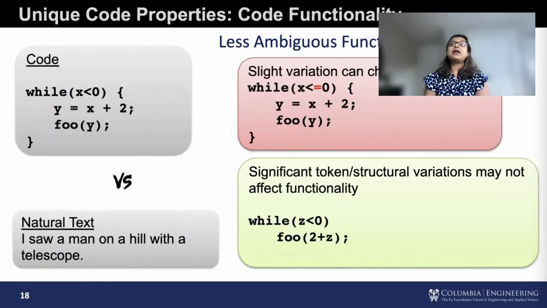Not only that, code has a lot of functional properties. And that's why code is much, much less ambiguous than natural language text. So for example, our favorite example: a small while loop, if I change it slightly and, instead of less than, I add less than or equal to, the semantics of this small while loop change a little bit. The code no longer has the same functionality. However, look at the green block, where the structure of the loop is very different from the gray while loop, but their functionality is very similar.